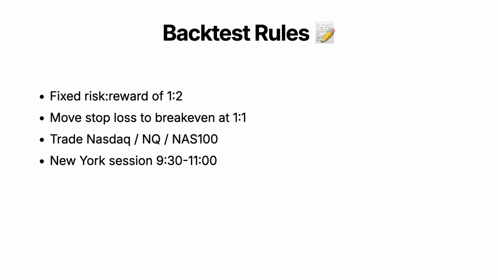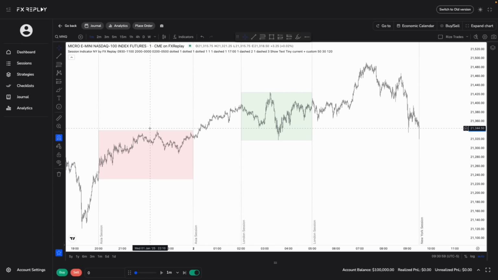Number one, we're going to set a fixed risk reward of 1 to 2R. Number two, we are going to move our stop loss to break even when we reach 1R running in profit. And number three, we're going to backtest NASDAQ during the New York AM session. Everything we do in this video does still apply to London session, and we do the same thing during London session live every single day as well. But this backtest will be New York.